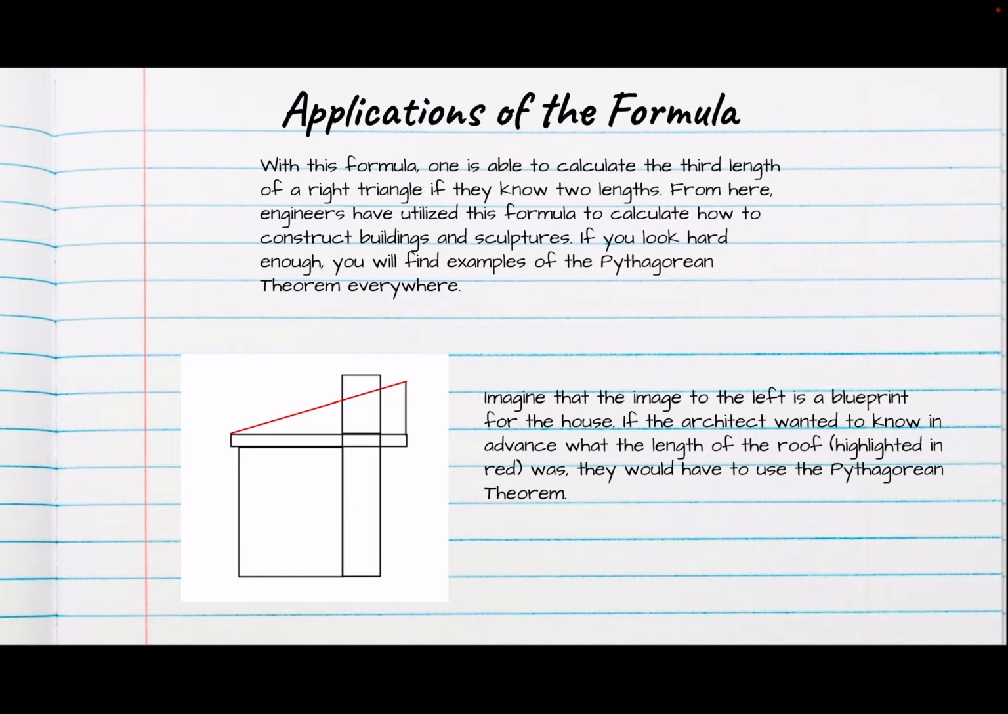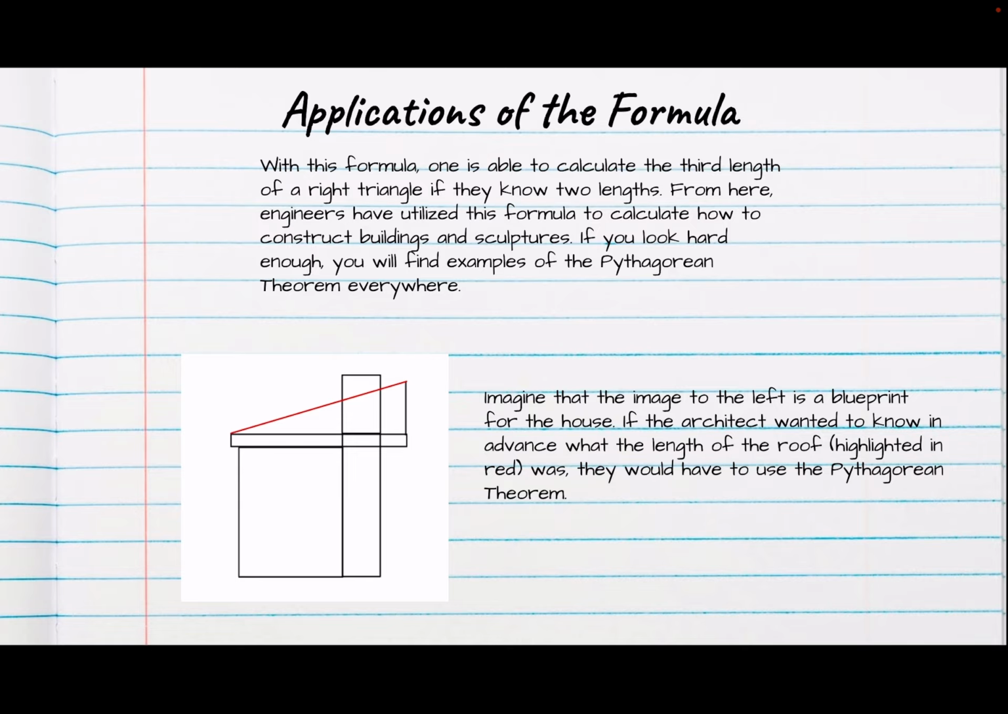Applications of the formula. With this formula, one is able to calculate the third length of a right triangle if they know two lengths. From here, engineers have utilized this formula to calculate how to construct buildings and sculptures. If you look hard enough, you will find examples of the Pythagorean theorem everywhere. In fact, the ancient Egyptians used this to get their pyramids built. I will show an example of how you can use this in the real world.